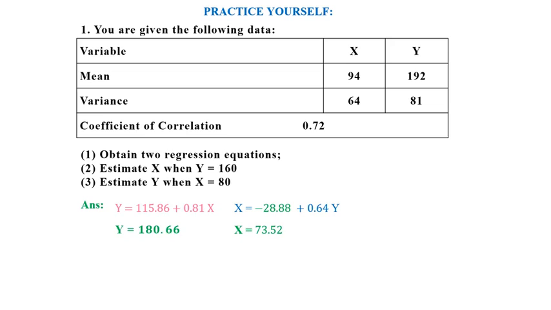So y on x is given as y equals 115.86 plus 0.81x. X on y is given as x equals minus 28.88 plus 0.64y. And when x is 80, y becomes 180.66, and when y is 160, x becomes 73.52. Work out yourself.